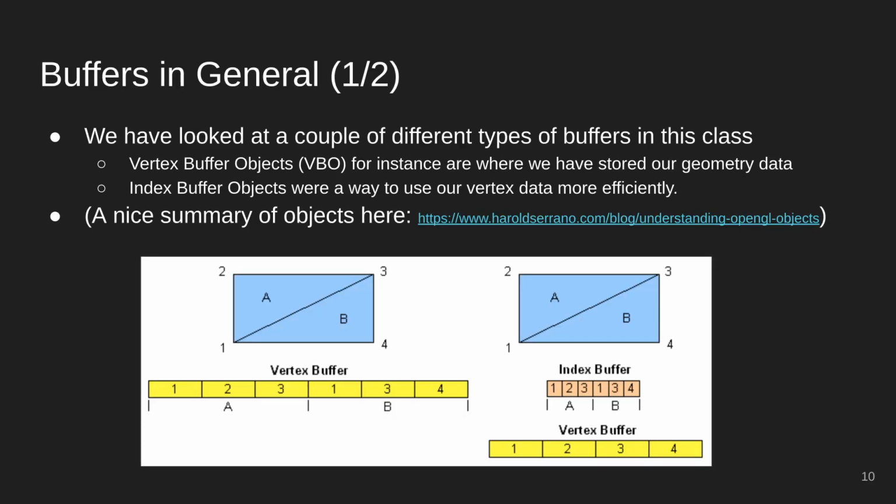Okay, so let's talk a little bit about buffers. So buffers in general, again, we've looked at a couple different ones in this class. Vertex buffer objects, where we store our geometry data, and then of course index buffer objects for a more efficient way to access that data. So we're able to sort of select which vertices to use in our vertex buffer. And of course our vertex buffer can contain other information such as color, texture coordinates, the normals, and so on.